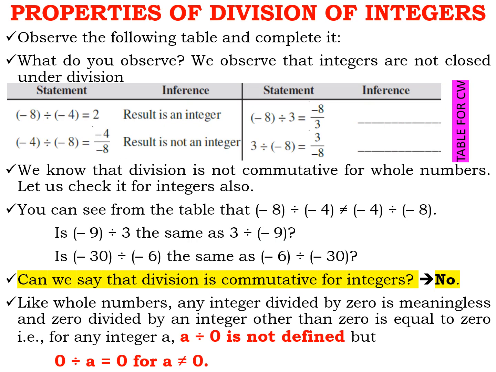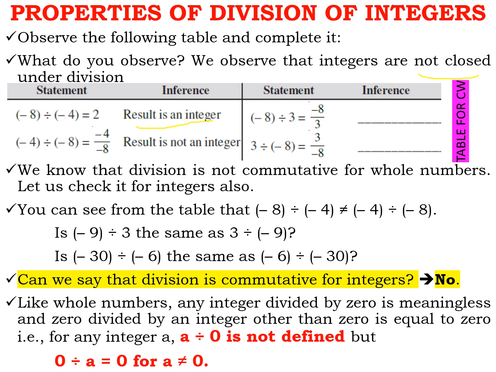Properties of division of integers. Observe the following table and complete it. What do you observe? We observe that integers are not closed under division. Statement minus 8 divided by minus 4 is equal to 2. Result is an integer. Statement minus 8 divided by 3 is minus 8 by 3. What is the inference here?